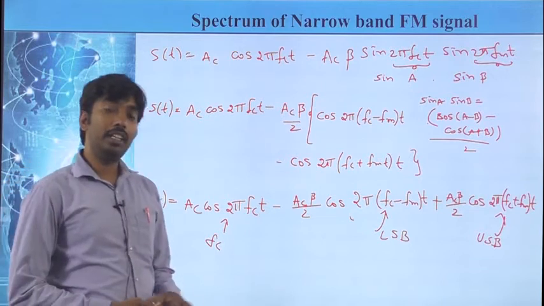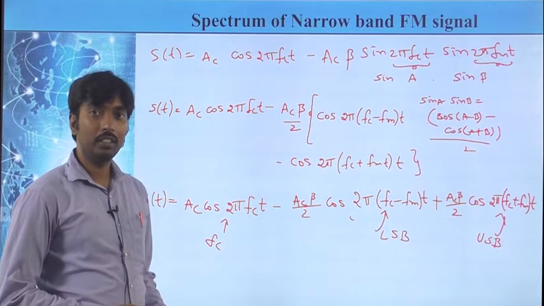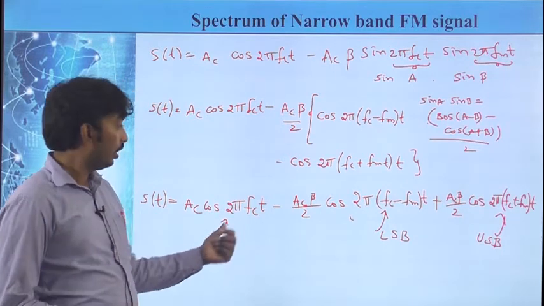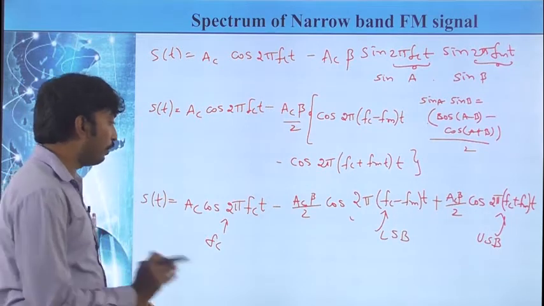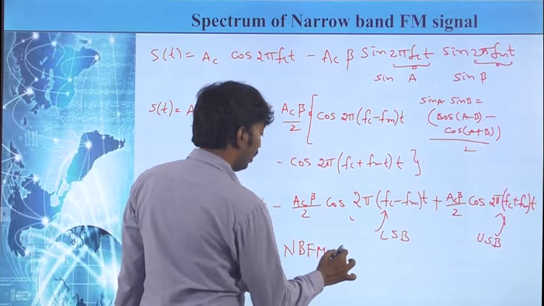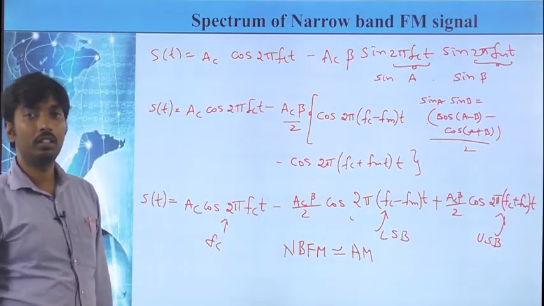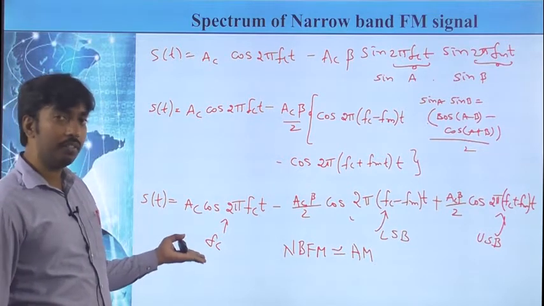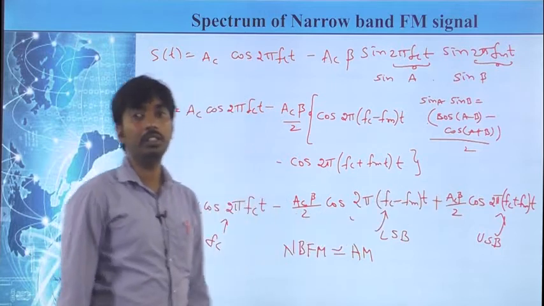And if we recollect the amplitude modulation, the same I have transmitted: the carrier, LSB and USB. Now the narrowband FM is similarly equal to the amplitude modulation, because I am transmitting the carrier frequency, I am transmitting LSB, I am transmitting USB.